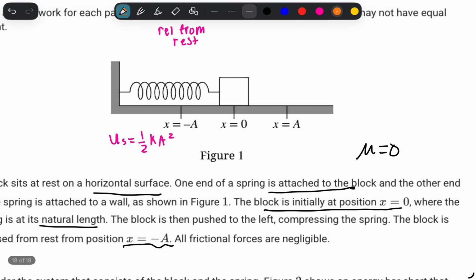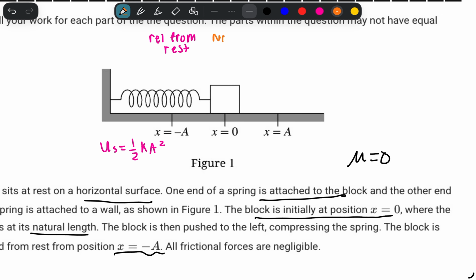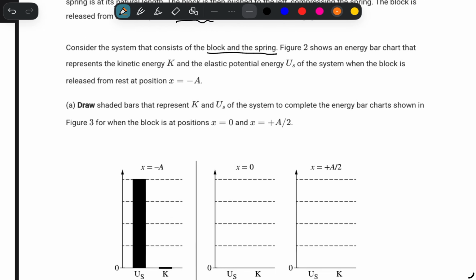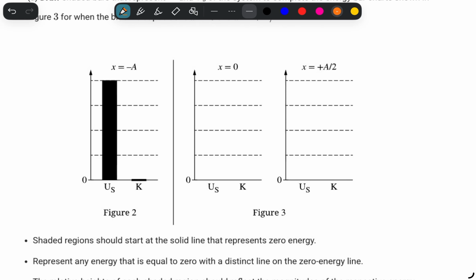What about when we're at x equal to 0? This is when we're at the natural length. So that means your potential energy is equal to 0. All your energy is kinetic. So at this point, we can draw US as equal to 0, and then kinetic energy is going to be at its max.